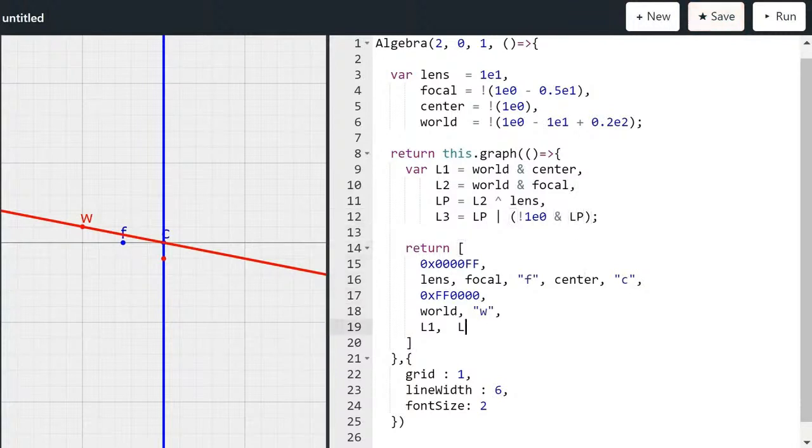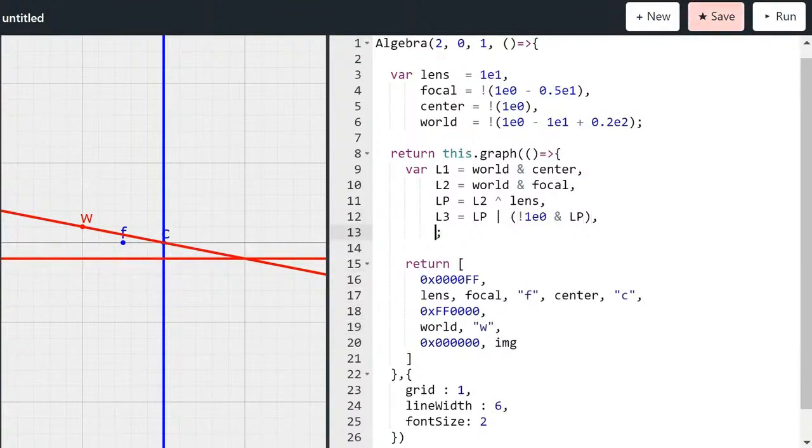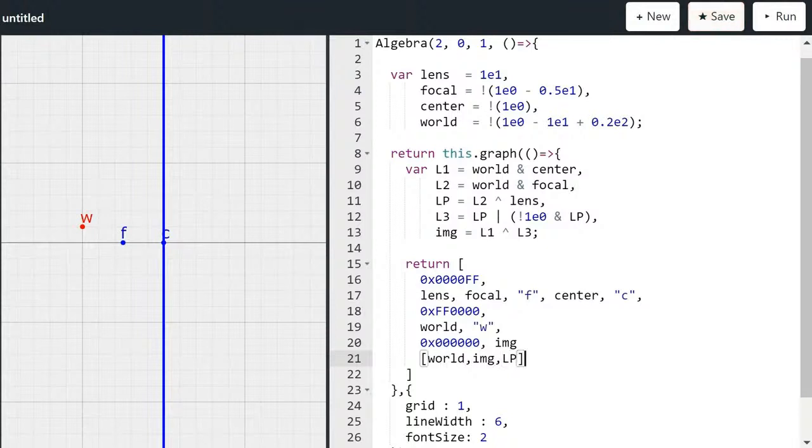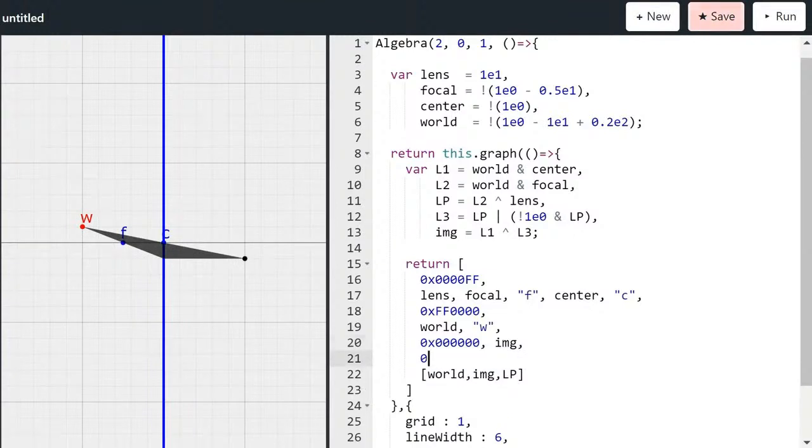So if we render L3 now, we get this line, and now we can actually make it the image point by saying, maybe in a different color, by simply saying the image point is the intersection of L1 and L3. And let's maybe render a little triangle so that we can still see what's going on. We can render triangles like this as an array. And so we'll take the world point, we'll take the image point, and we'll take this LP point. And then we need a comma here. Maybe make it a little brighter.